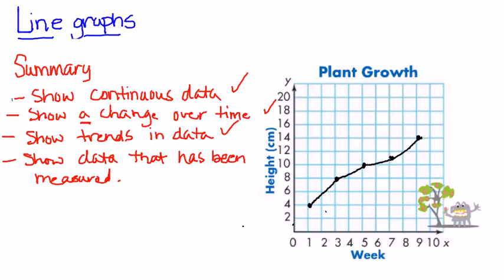And finally, line graphs show data that has been measured with some kind of tool. And in the case of our example, it was with a meter stick. Sometimes we will use a stopwatch. So it is measured data, unlike bar graphs, which is counted.